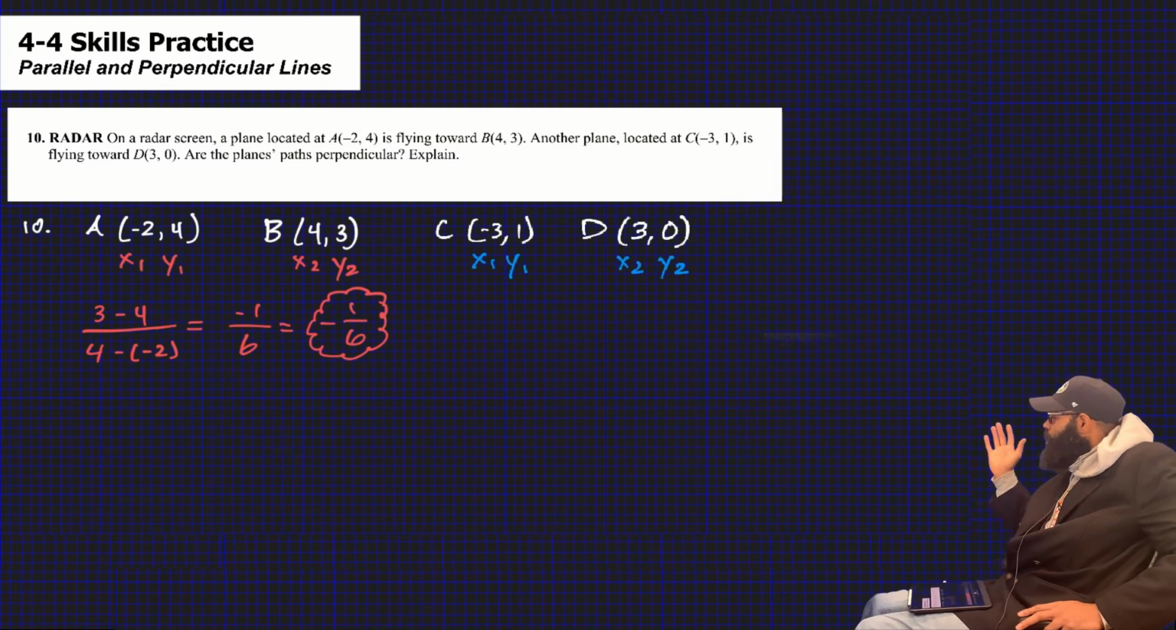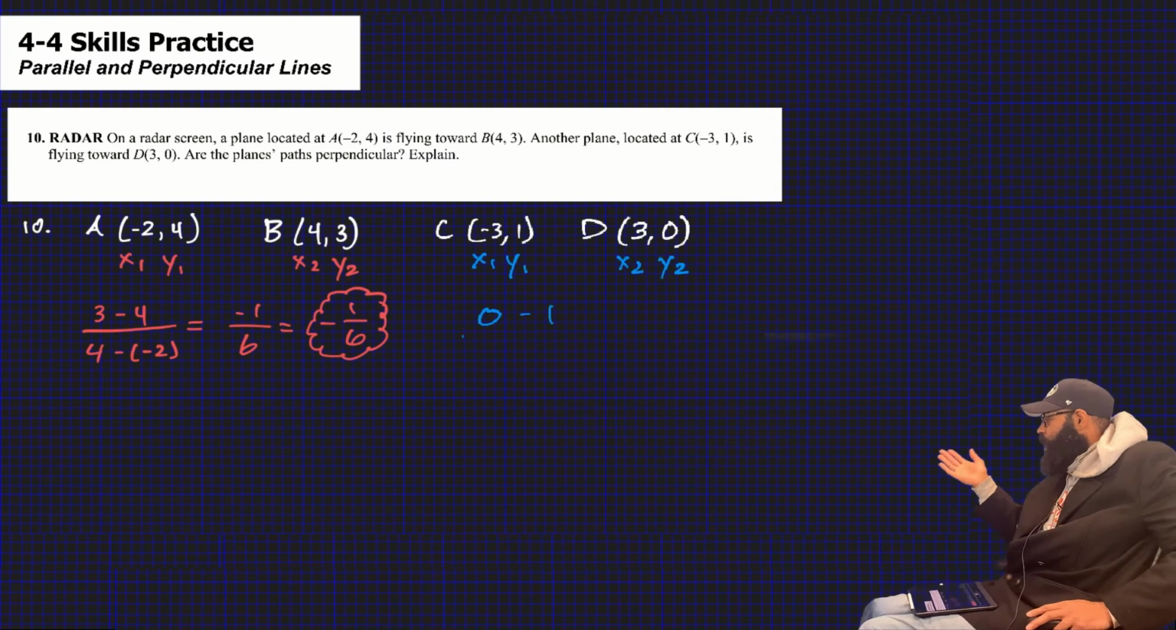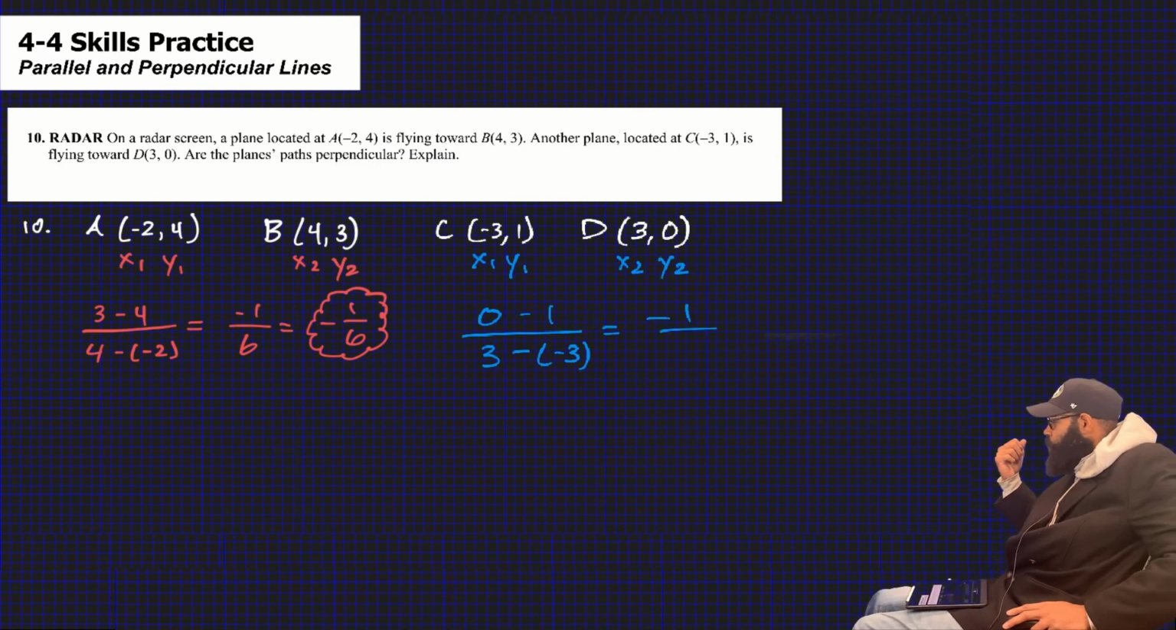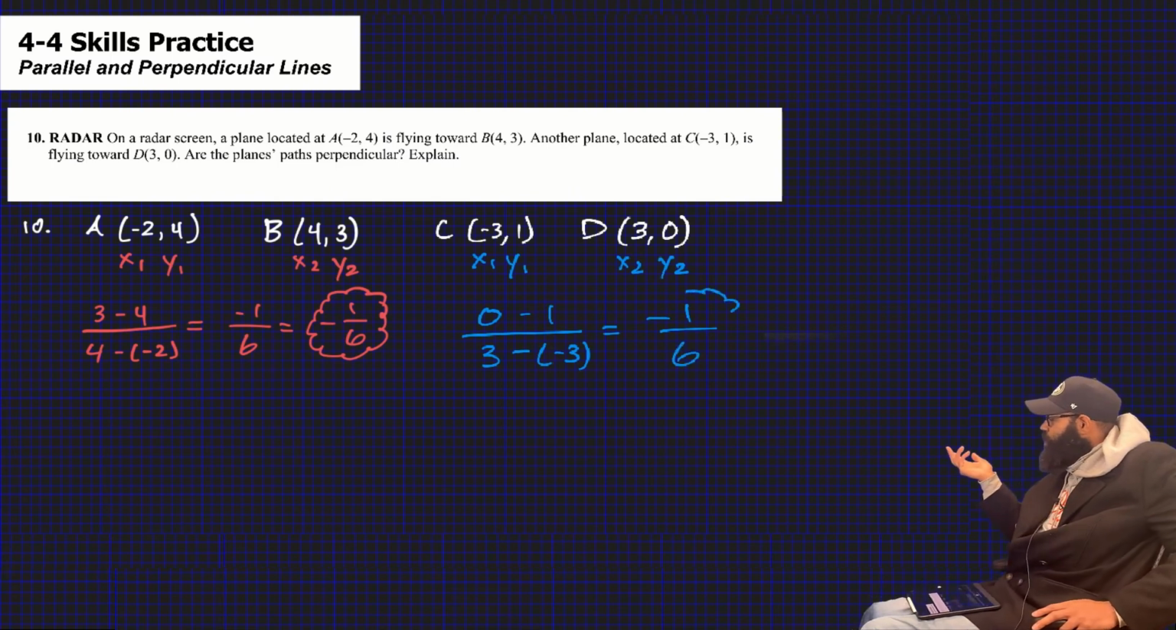Now what about the other slope? So again, guys, just imagine that's a line, right? But 0 minus 1, and of course, 3 minus a negative 3. So it ends up being negative 1 over a positive 6. So the first thing I recognize is, guys, those are the same.